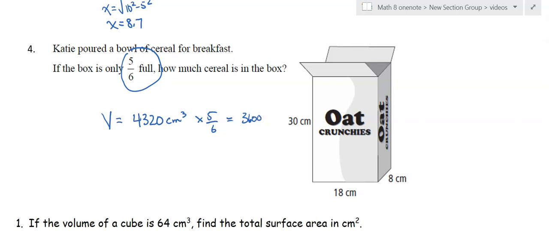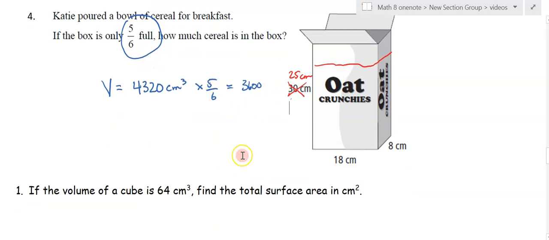Another way you could have done it is you could have said, well, if it's 5/6 full, why don't we just take 5/6 of the height? So 30 divided by 6 is 5. 5 times 5 is 25, right? So 5/6 of 30 is 25. So the height is 5/6 of the total height. So if I go 25 times 18 times 8, I get 3,600 as well. So two different ways you could do it. If you wanted to know how much was empty space, you would just find 1/6 of the total, the amount left over.